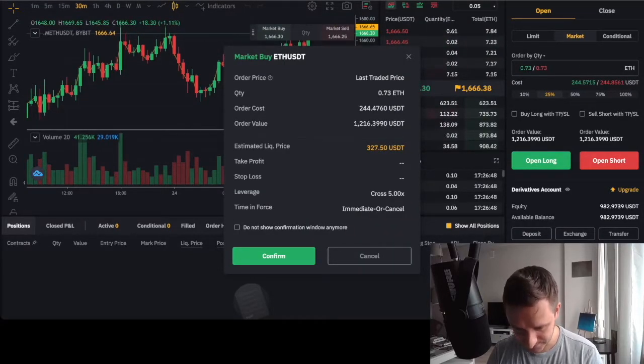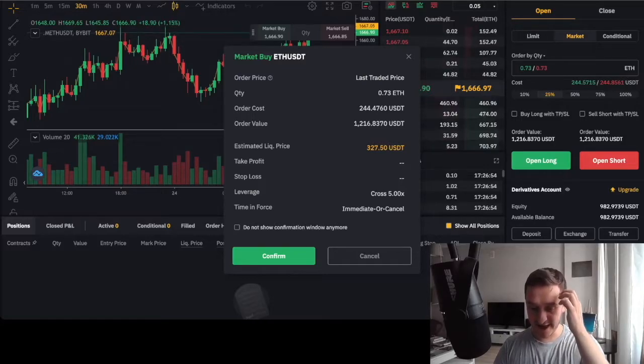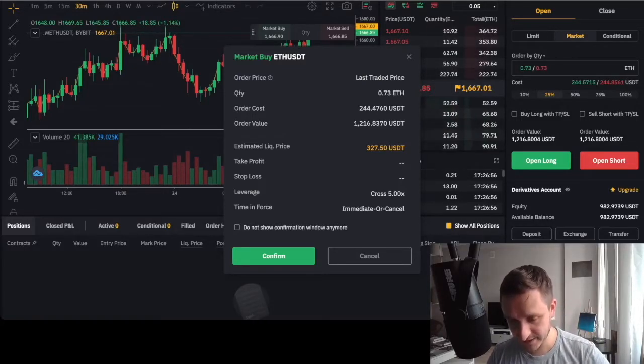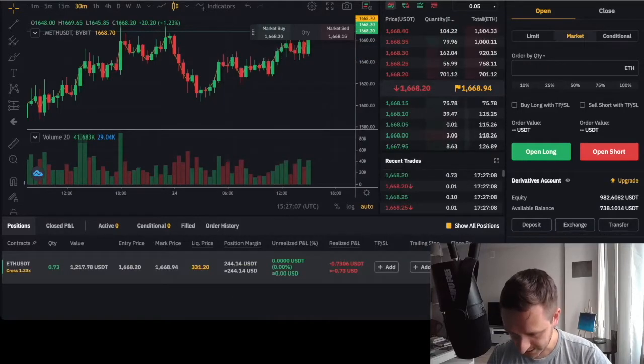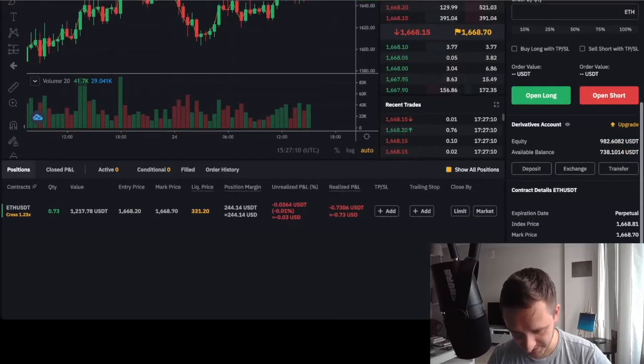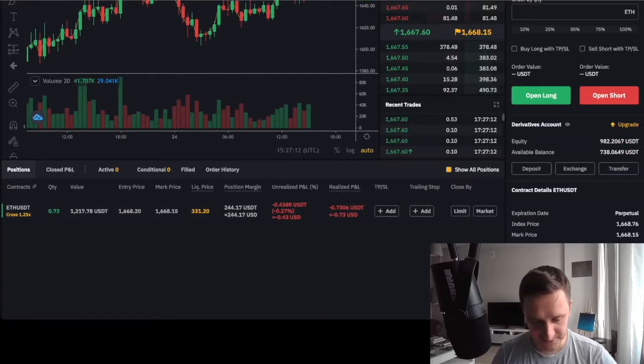Liquidation price, this is if the ETH would go to $300, I would get liquidated. Cross 5x, so 5x being leverage, cross being either cross or isolated position. Yeah, and time in force, immediate or cancel, so either it will get on or it will be cancelled. And confirm, and here it goes. It was filled.